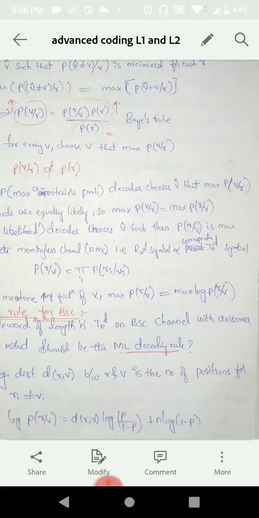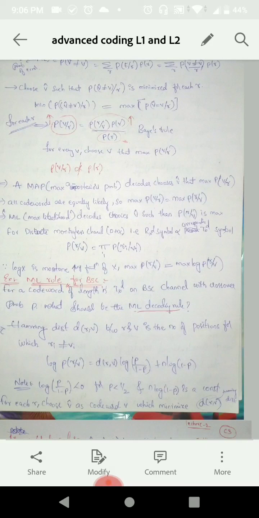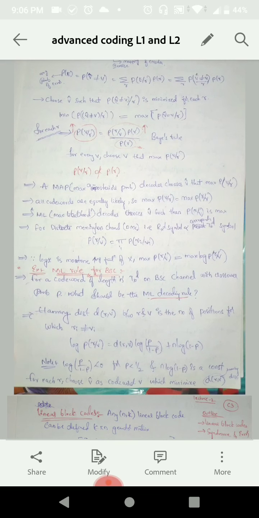So we don't have any memory to make use of the previous bits, so it directly depends upon the information received at the particular time. So probability of r given v is nothing but the product of probabilities of ri given vi, the current information. Generally, maximizing this is done using logarithm, because log x is a monotonically increasing function of x. So maximizing p of r given v is nothing but maximizing log of p of r given v.